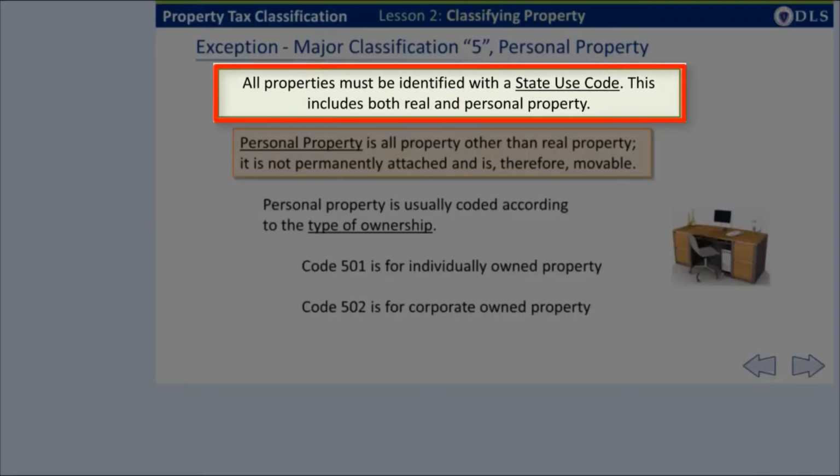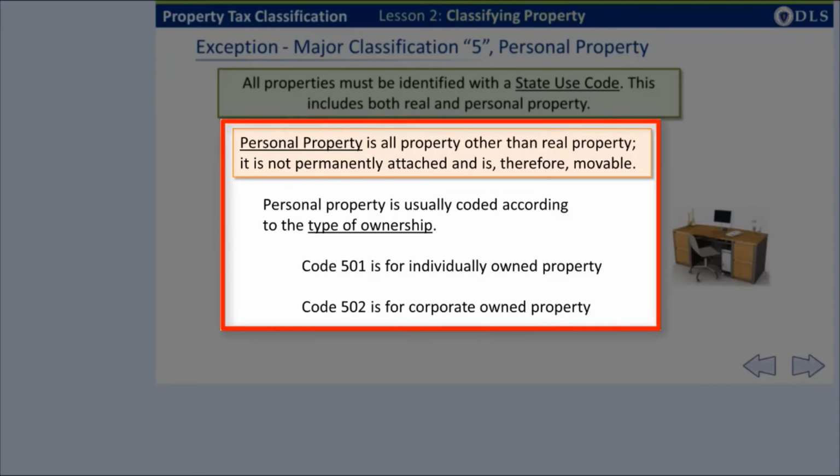All properties must be identified with a state use code. This includes both real property and personal property. Personal property has a slightly different method for its three-digit code. Rather than identify the significant category, or second digit, in the subdivision, digit 3, personal property is usually coded according to the type of ownership. Code 501 is used to code personal property that is personally owned by individuals, partnerships, limited liability companies, and other non-incorporated entities. And Code 502 is used to code personal property that is owned by a business corporation.